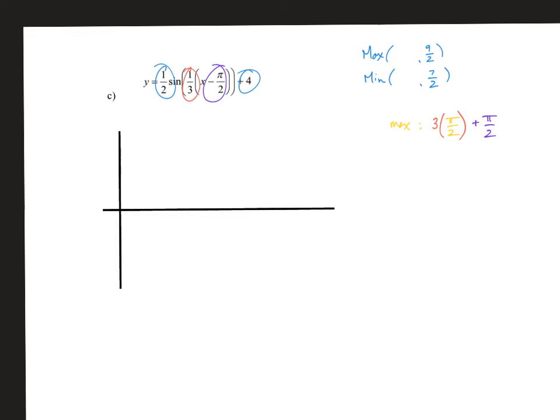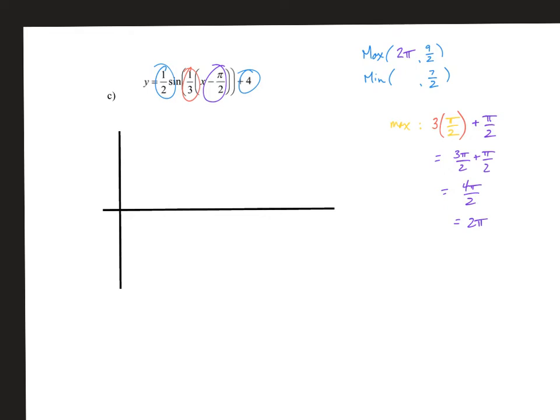Okay, when I calculate that, or simplify that down, I'm going to have a 3 pi by 2 plus another pi by 2. So that's going to give me a 4 pi by 2. That's going to give me 2 pi. So I know that the position of my max has an x-coordinate of 2 pi.